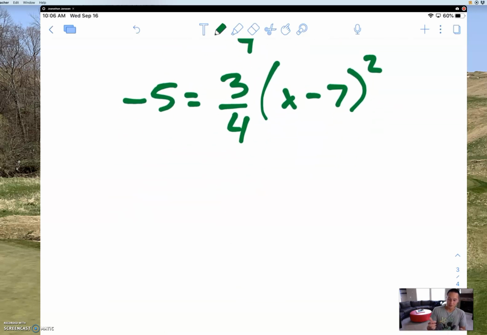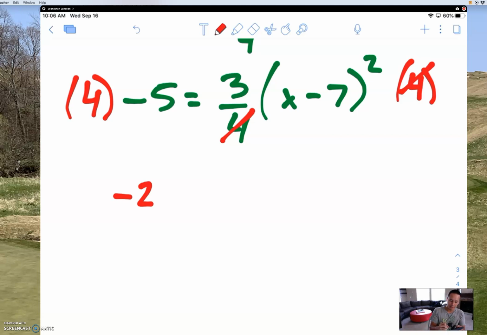To solve next, there's a couple ways that you could approach this. You could take the 3/4 and turn that into a decimal, 0.75, and you could just divide by 0.75 on both sides. I like dealing with the fractions, so what I'm going to do first is multiply by 4 on both sides. And that will make the 4 on top and bottom cancel out. So on the left side, we now have negative 20 equals 3 times (x minus 7) squared.